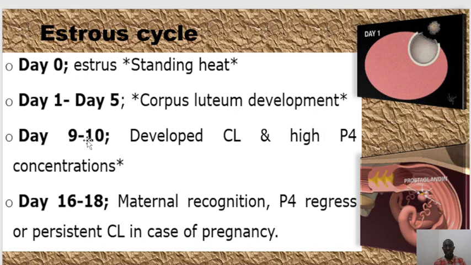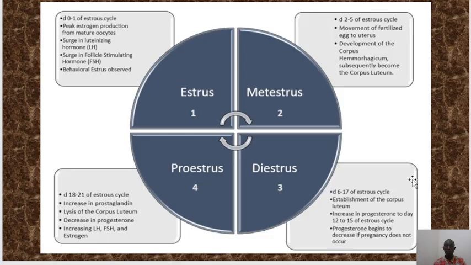Then at day 9 to day 10, the corpus luteum would have developed fully, and high levels of progesterone will be produced. At day 16 to 18, you shall have maternal recognition, and in absence of pregnancy, corpus luteum will decrease, meaning it will be destroyed. But in presence of pregnancy, corpus luteum will persist. For example, here you have our uterus, and there is no pregnancy. Prostaglandins were produced and would react to the dead corpus luteum, which is our yellow body.